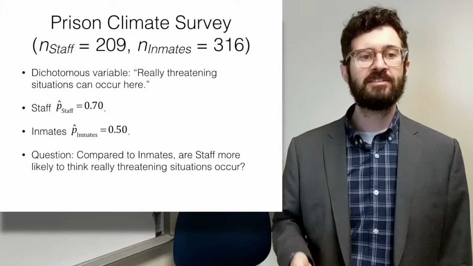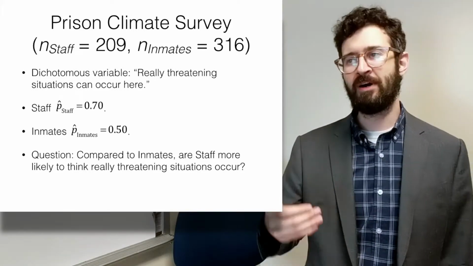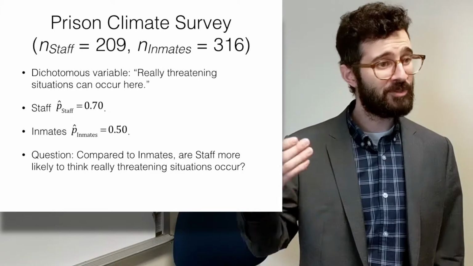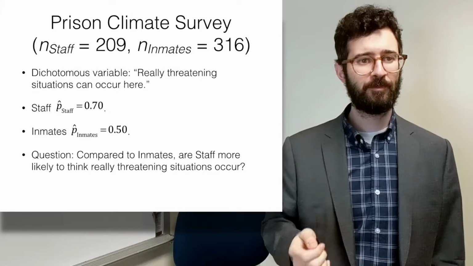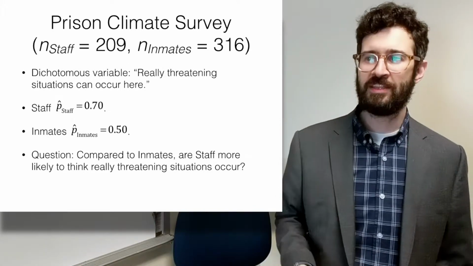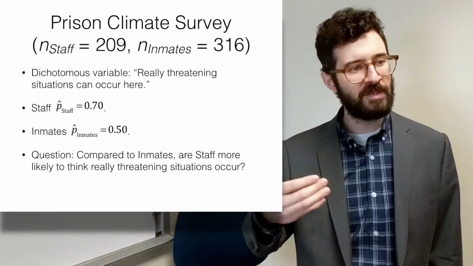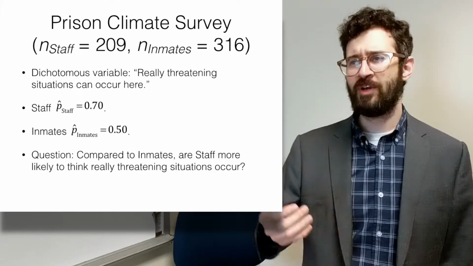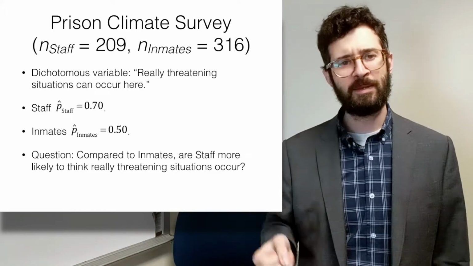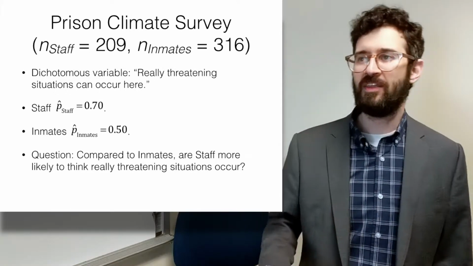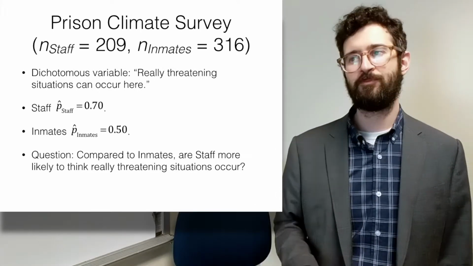We can then calculate sample proportions for those samples. So here we might see that the sample proportion among staff was about 70% of them agreed that really threatening situations can occur here. We can also see that the proportion of inmates equaled 0.5, so about 50% of the inmates also agreed that threatening situations occurred at these facilities. We can look at these sample statistics and we get the sense that the staff feel like the facilities are more threatening than the inmates.